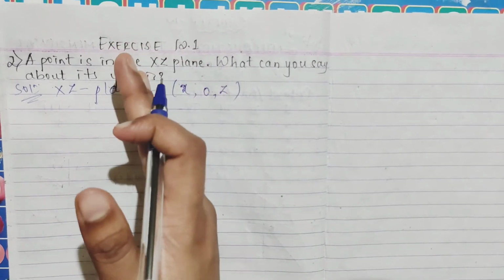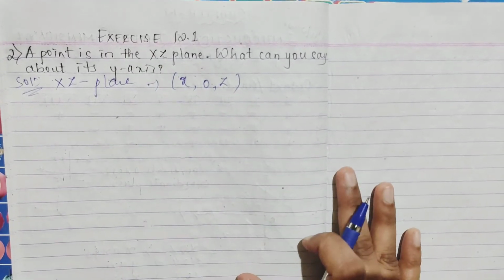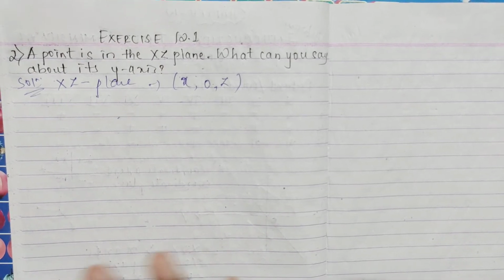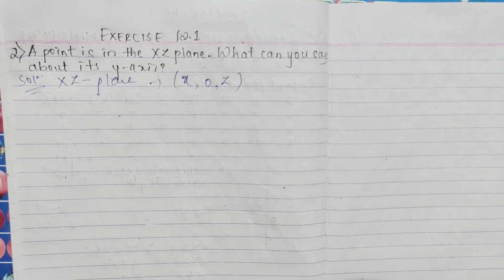If it is on the x axis, then the y and z coordinates will be 0, 0, like the same I said to you. Next question we will see.